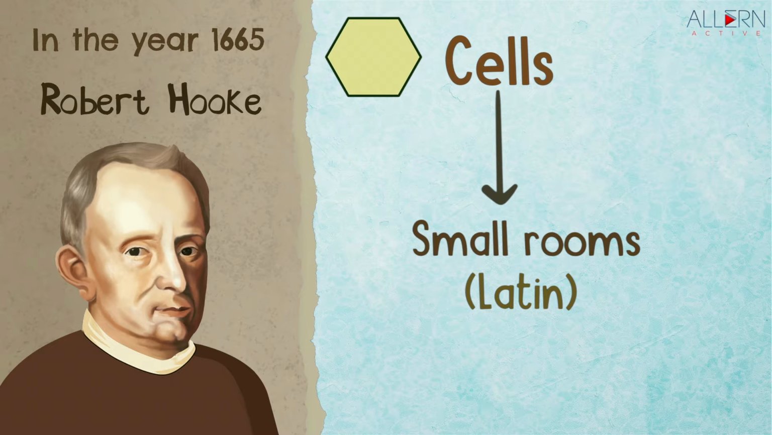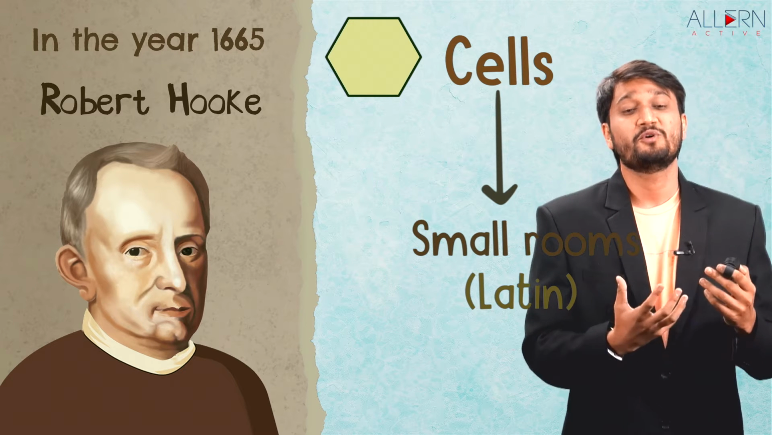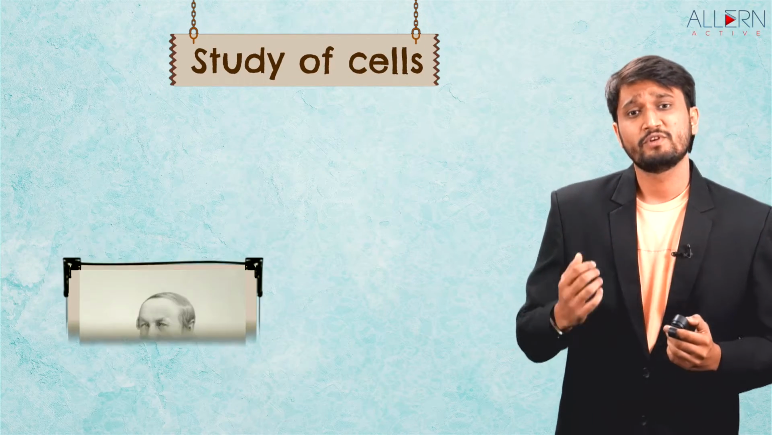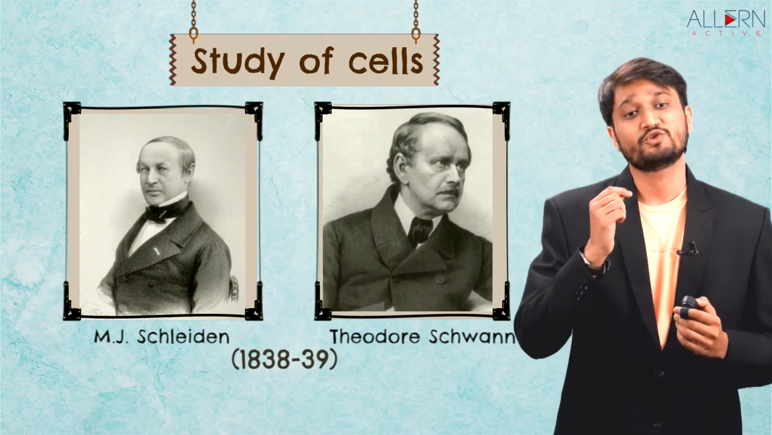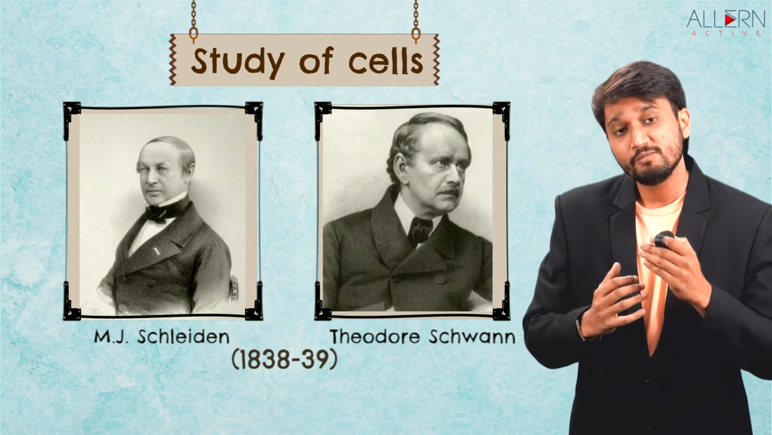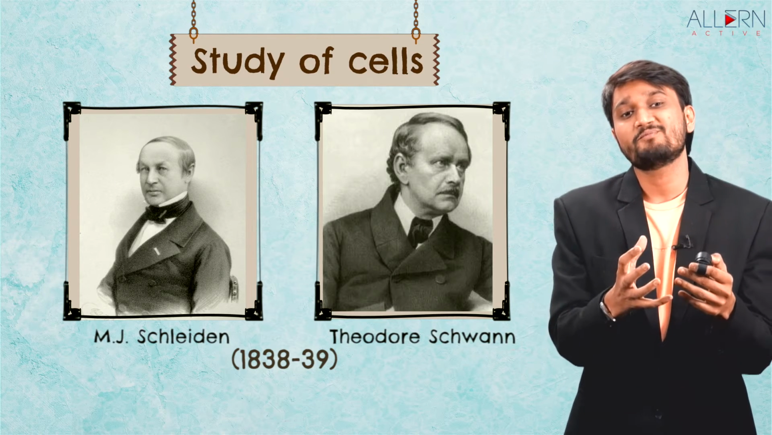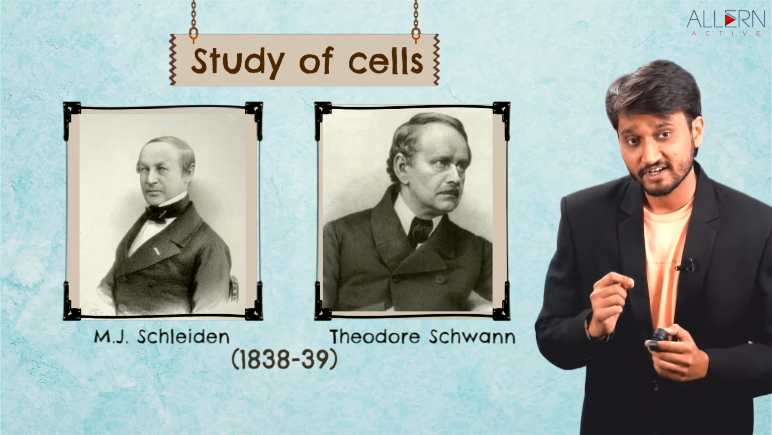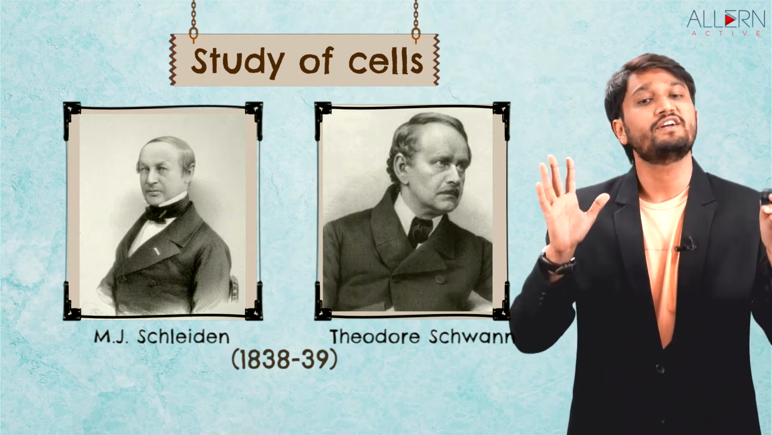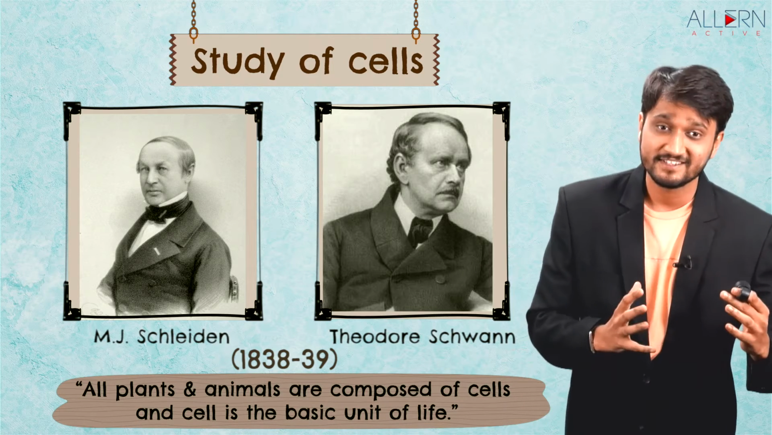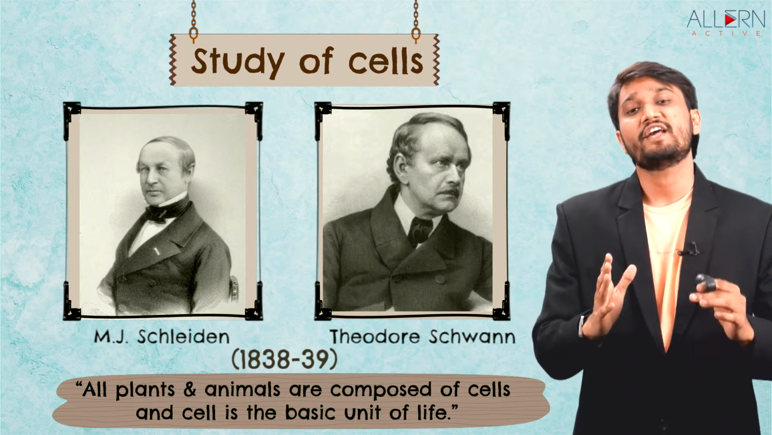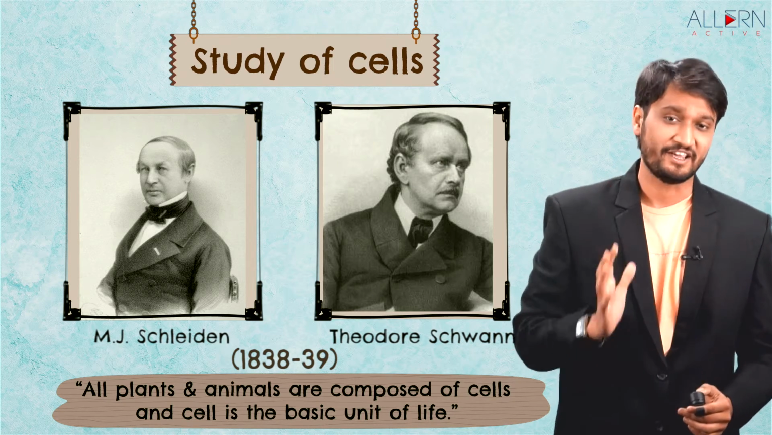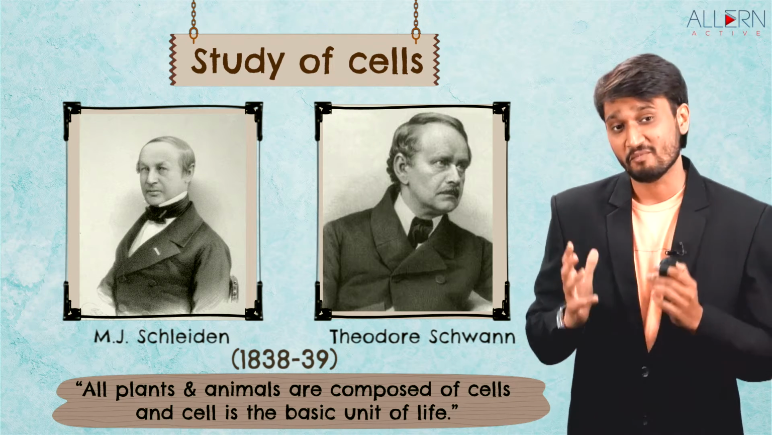But as I told you, this was not the only scientist who contributed towards our knowledge of the cell. There were a few more. There were these two more scientists, M.J. Schleiden and Theodor Schwann. They contributed something more towards the development of something called the cell theory. What did they say? They said a very important statement. They said that no matter what living creature we talk about, whether plants or animals, each and every living being is composed of cells, and these cells are the basic unit of our life. A very important understanding in biology.